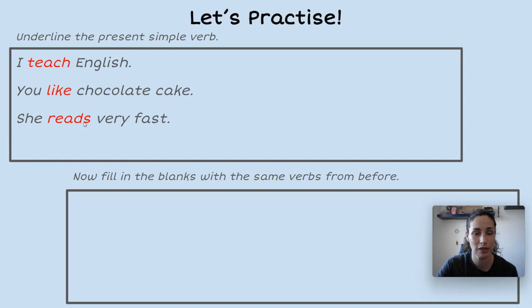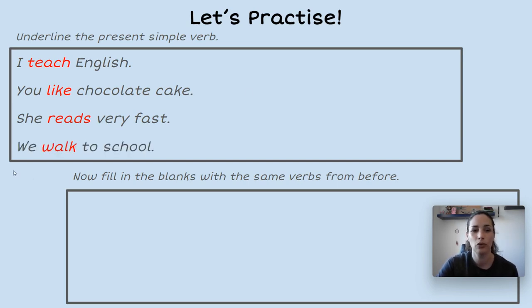Now let's do it with she. She reads very fast. Notice that S. She likes chocolate cake. She teaches English. Same thing for he. He teaches English. He likes chocolate cake. He reads very fast. That third person singular, you need to add that S. We're going to see that in the second exercise. Some of you might already be realizing it if you didn't at first.